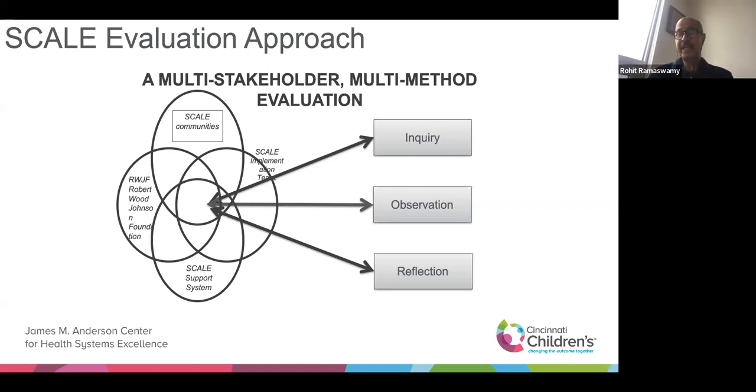To supplement our traditional methods of data collection through inquiry, we also had data that we collected through observation. So the project records that were completed at specific points in time by the teams, sitting in on some of the mentoring calls, sitting in on some of the community conversations, and basically taking notes without asking questions, allowing us to get a little bit more understanding about the context within which scale was being implemented.